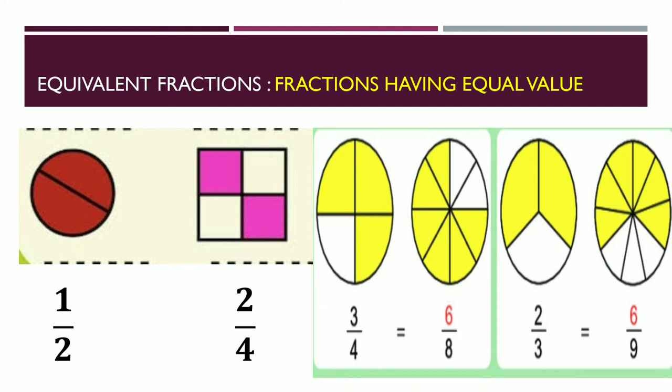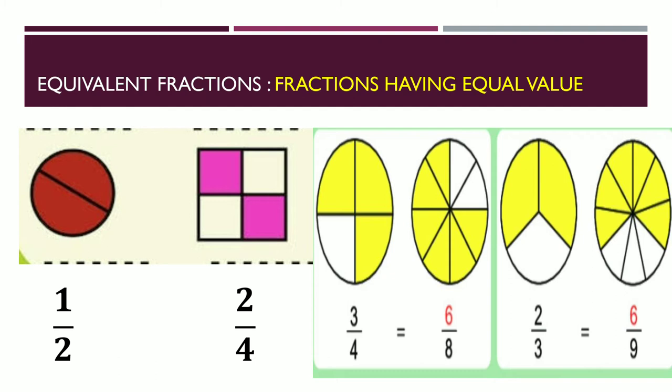The next figure, circle is divided into 3 parts and 2 parts are colored. Again, each of these 3 parts is divided into 3 parts. So the total parts become 9 parts. The 2 colored parts become 6 parts. So 2 upon 3 and 6 upon 9 are equivalent fractions.